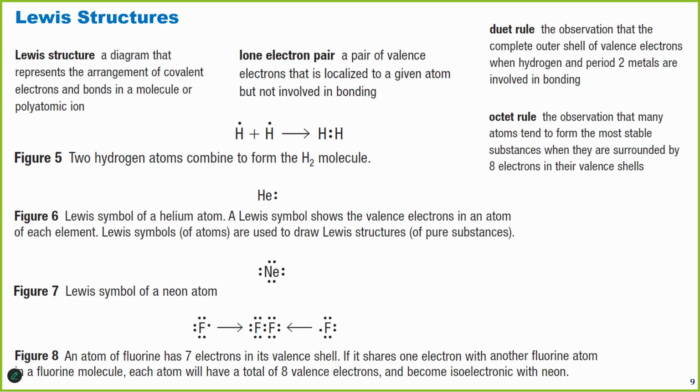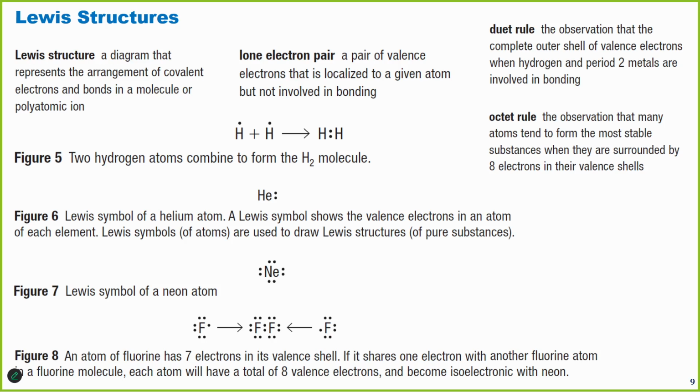Atoms of nonmetals in period 2 of the periodic table, or carbon through fluorine, form stable configurations when they obey the octet rule. The octet rule states that many atoms form the most stable substances when they are isoelectronic with neon. Neon is a noble gas, which does not form bonds because each neon atom already has an octet of valence electrons, right? This concept is shown here in figure 7, which is a Lewis symbol of a neon atom.